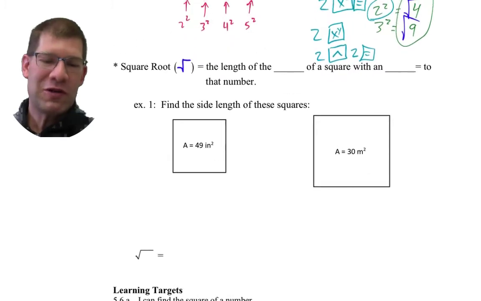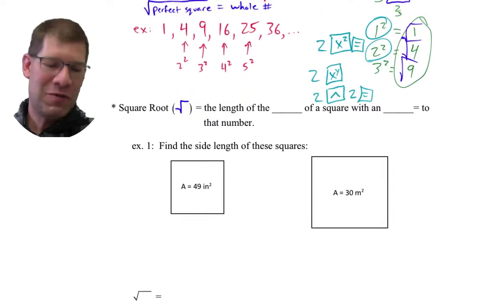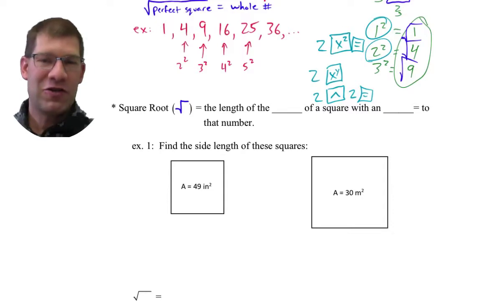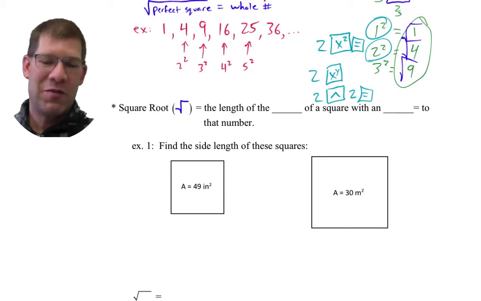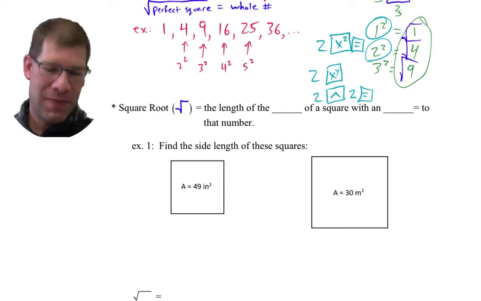So square root, that symbol is going to be right up above your squared key on your calculator. Most calculators, you're going to have to press your second button and then this x squared button to get a radical like this.